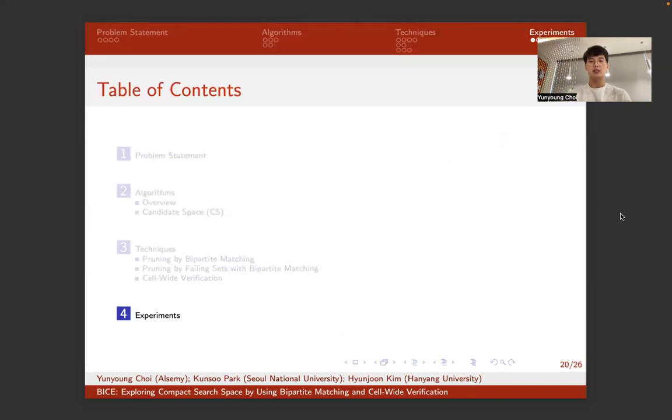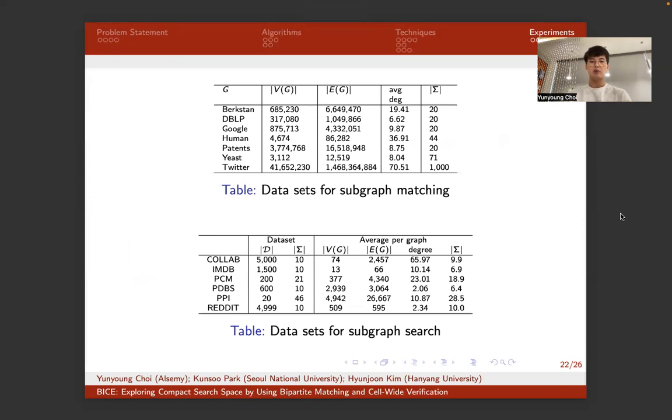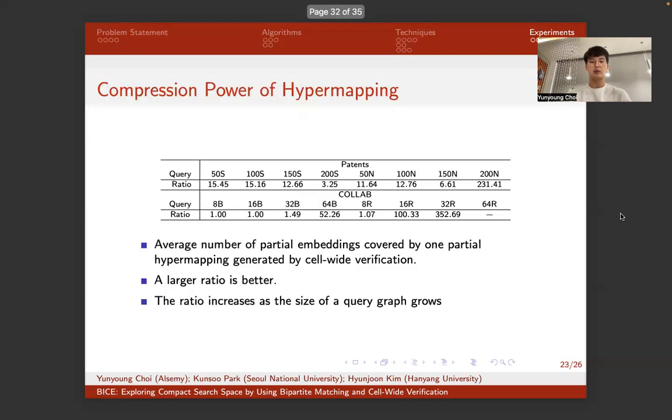Now I will present the experiment results of our algorithm. For performance evaluation, we compared our algorithm BICE with several state-of-the-art algorithms using various types of query graphs. We conducted experiments on several real-world data sets for subgraph matching with a special focus on the Twitter graph, which is a billion-scale graph. Additionally, we performed experiments on 6 real-world data sets for subgraph search.